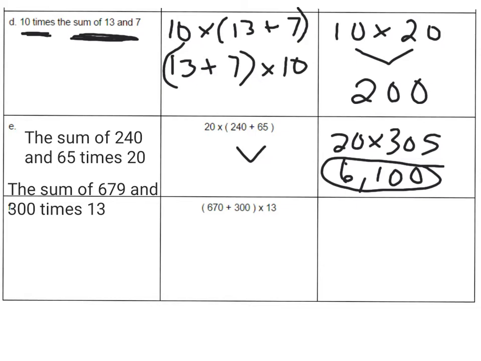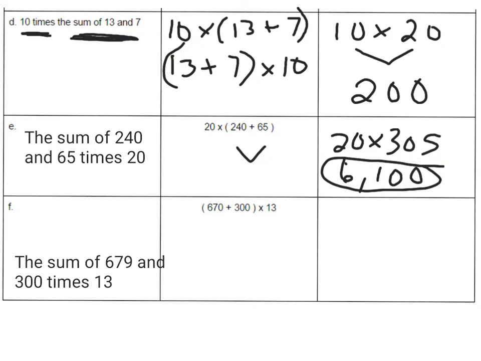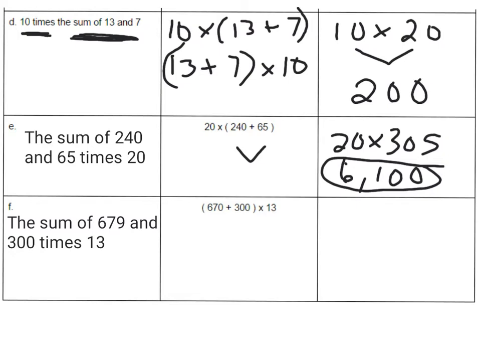Let me move this around so it's in the right box. Move it down a little bit. There we go. So that's my word portion, the sum of 670 and 300. Oops, I have 79, don't I? So 670. Did anyone catch that? If you did, nice job.